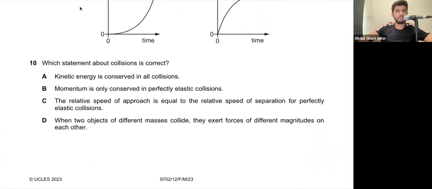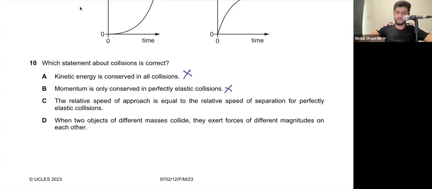Question 10 says, which statements about collision is correct? Kinetic energy is conserved in all collisions. No, kinetic energy is only conserved in elastic collision. Momentum is only conserved in perfectly elastic collision. No, momentum is conserved in all collisions. Kinetic energy is conserved in elastic collision.